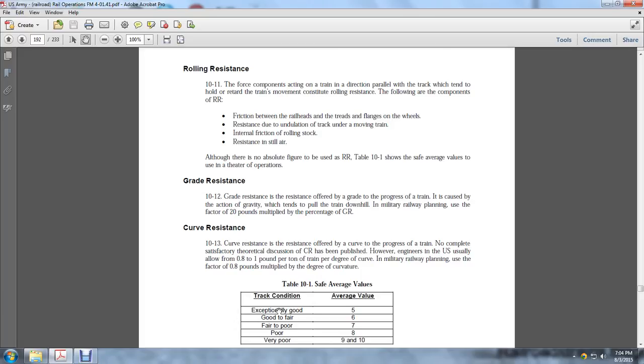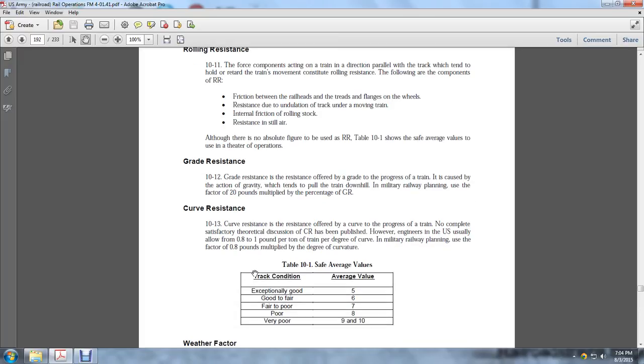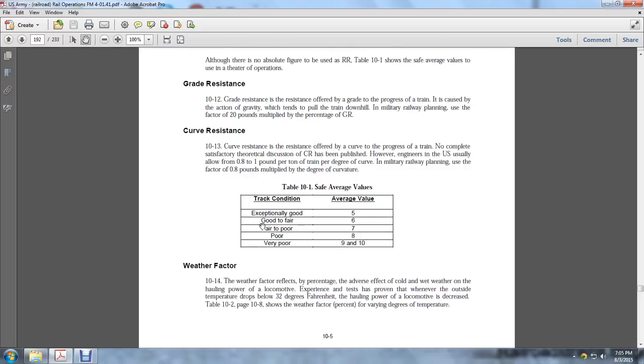10.1.3 Curve resistance. Resistance offered by the curve to the progress of the train. No completely satisfactory theoretical derivation of the curve resistance has been published. However, the engineers in the U.S. allow 0.8 to 1.1 pounds per ton per degree of curve. In military railway preparation, the factor is 0.8 pounds multiplied by the degree of the curvature. The safe average values are exceptionally good at 5, good to fair at 6, fair to poor at 7, poor at 8, and very poor at 9 to 8.